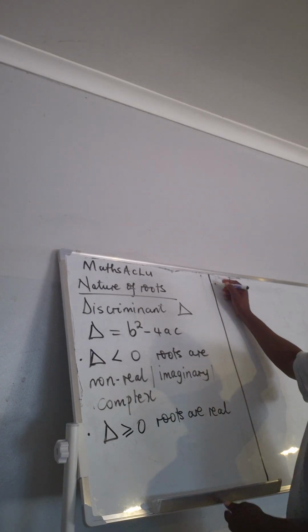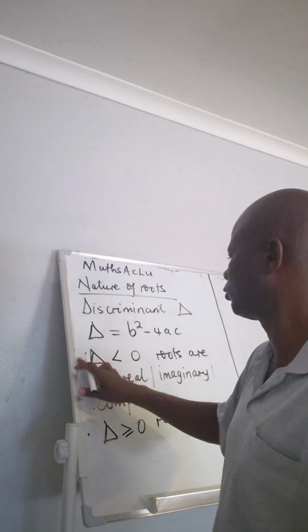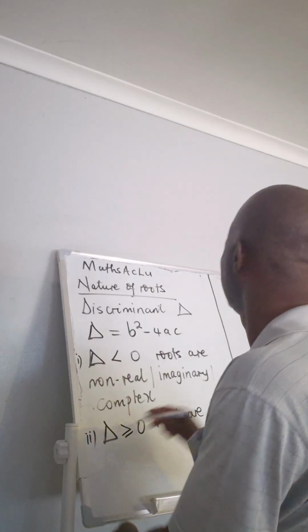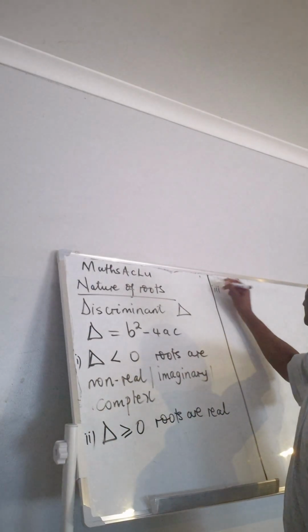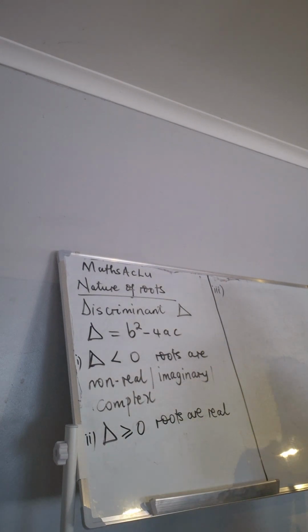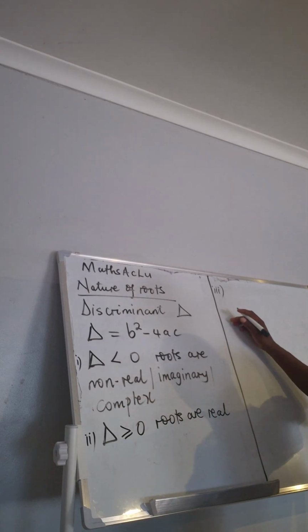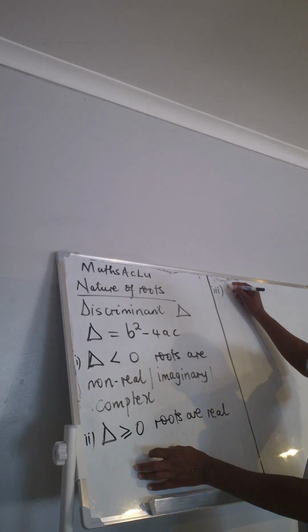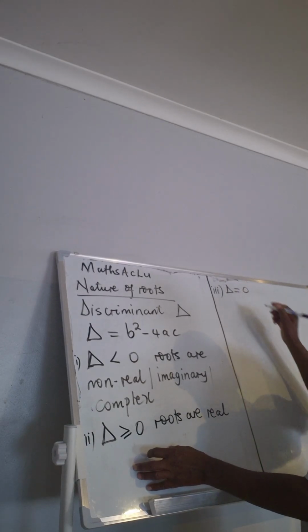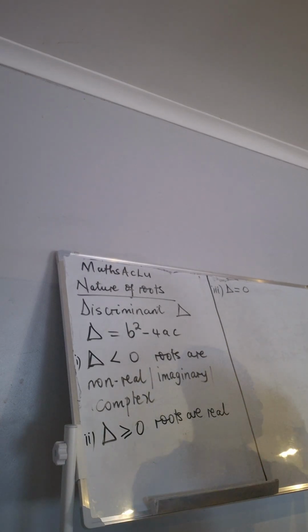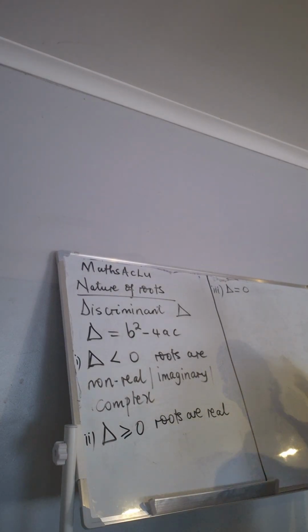Right. Now the third thing, let's number them properly. Let's say 1, then we say 2. Then the third description: we break this greater or equal to 0. Let's say the discriminant is equal to 0. If the discriminant is equal to 0, then it means your roots are equal.